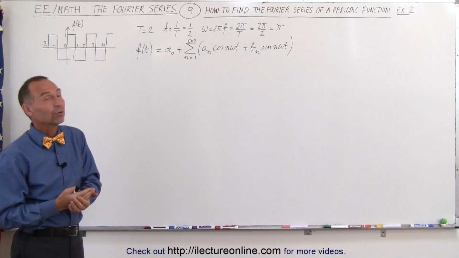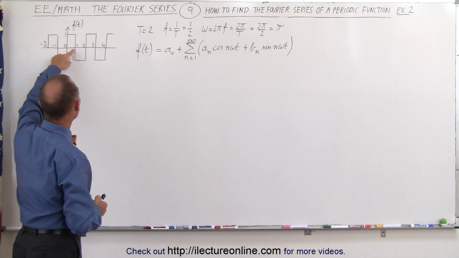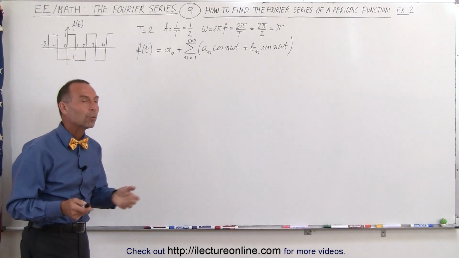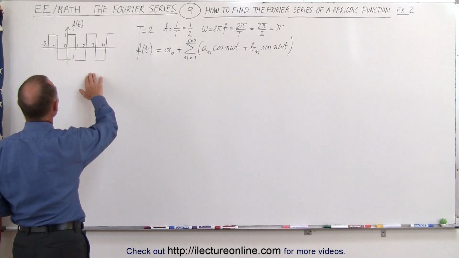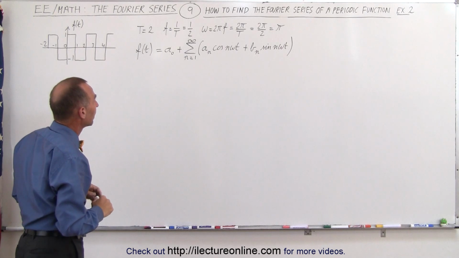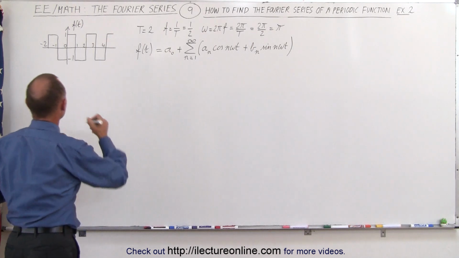Right now what we're going to do is simply make two integrals, one that goes from 0 to 1 and one that goes from 1 to 2, because the value of the function is different. Later on we'll see that this is an odd function, and so there are some rules that we can use to simplify the problem. Now we're going to start by finding a sub 0.